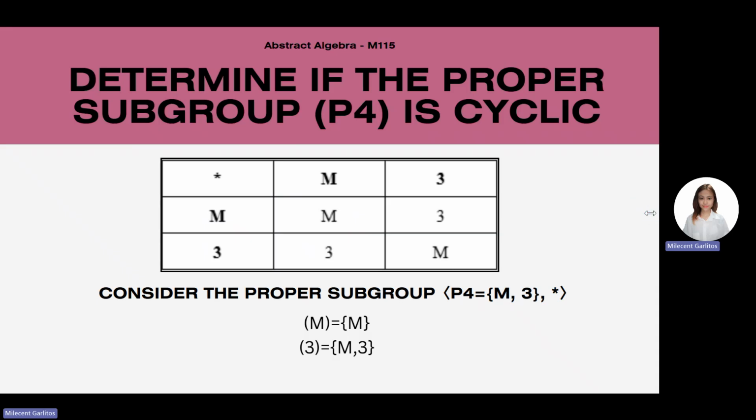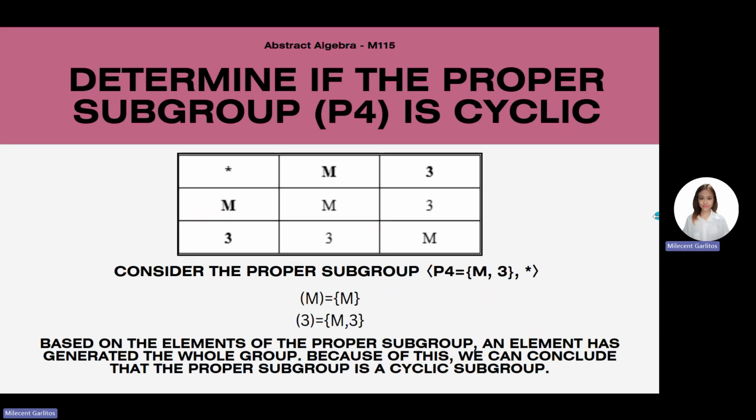Next one is determine if the proper subgroup P sub 4 is cyclic. Consider the proper subgroup P sub 4, which is the set of M3 under binary operation star. We have M generates M and then 3 generates M3.